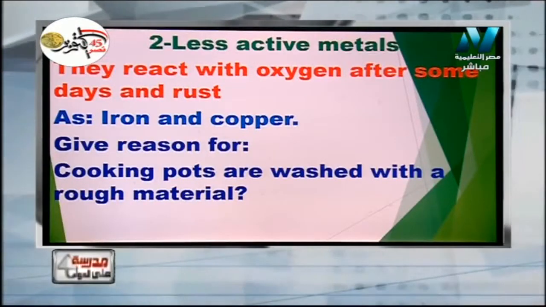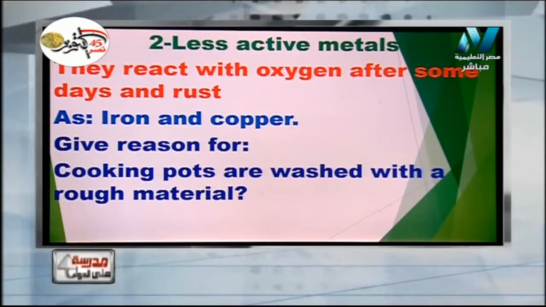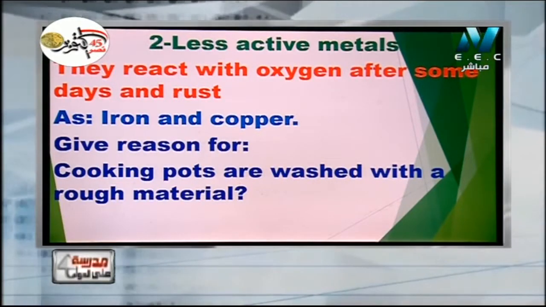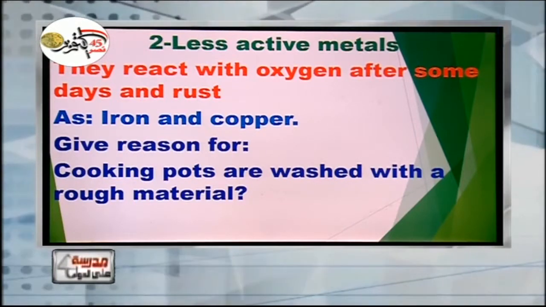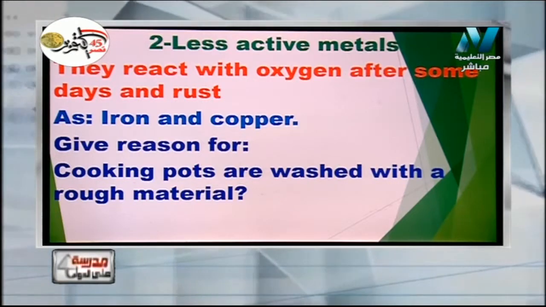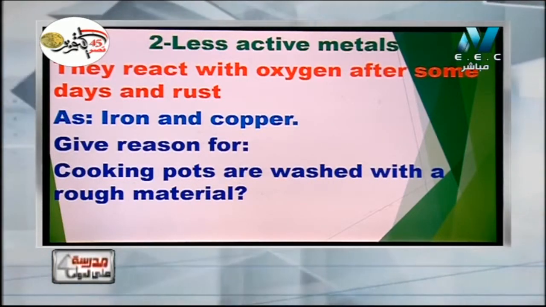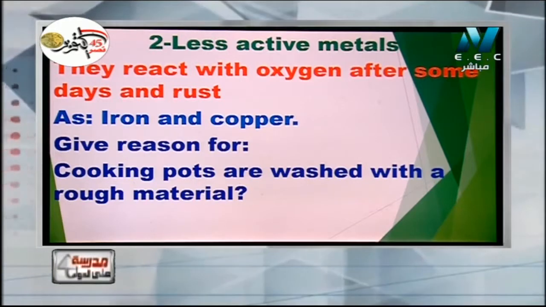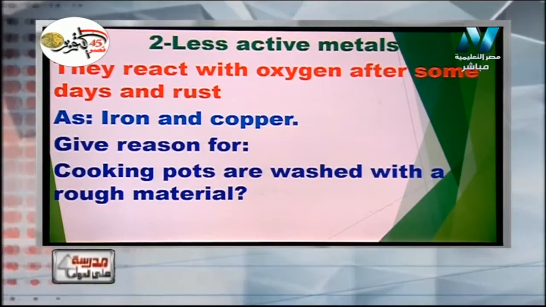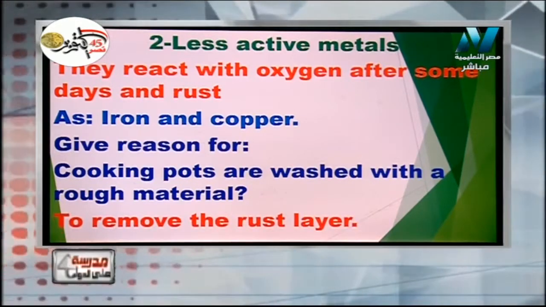And this is another question, give reason for: cooking pots are washed with a rough material. As we know, cooking pots are made of aluminum. And from time to time, mothers wash these pots, these pans, or cooking pots with a rough material. Why? To remove the rust layer.